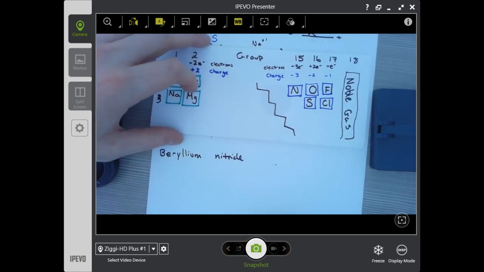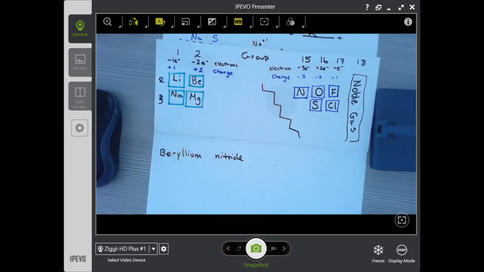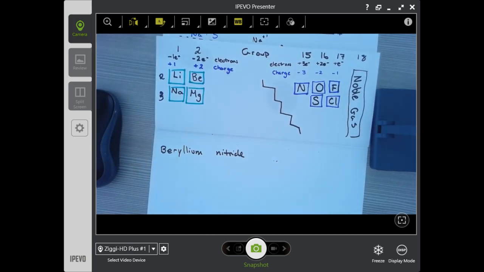Let's step it up a little bit. Let's try a harder one. Beryllium and nitrogen, beryllium nitride. Okay, this isn't difficult because beryllium's hard to say. It's difficult, you'll see, because the numbers aren't as easy as 1s and 2s.